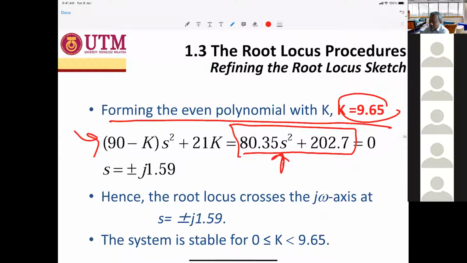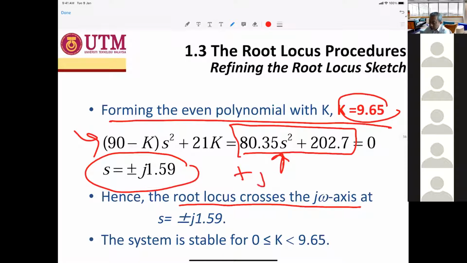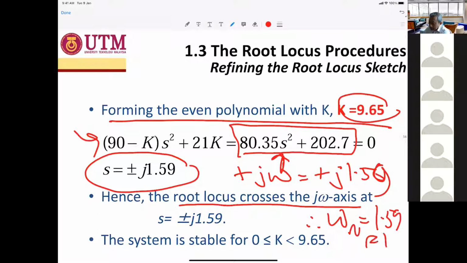So you will get S equal to plus or minus J 1.59. So 1.59 is the root locus intersection with the imaginary axis. Since the imaginary axis is plus J omega, plus J 1.59, automatically the frequency will be 1.59 radian per second.